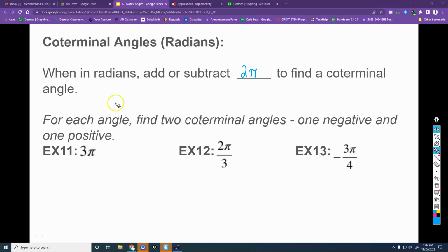So instructions here are the same as they were whenever we were dealing with the degrees. We need to find for each angle 2 coterminal angles, one negative and one positive. So if I have 3 pi, is that more than one rotation or is it less than one rotation?